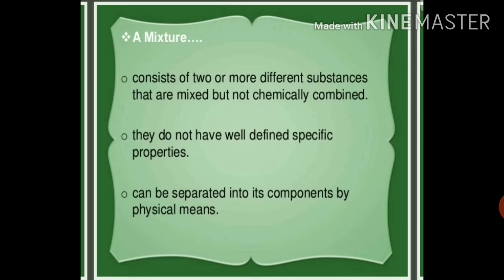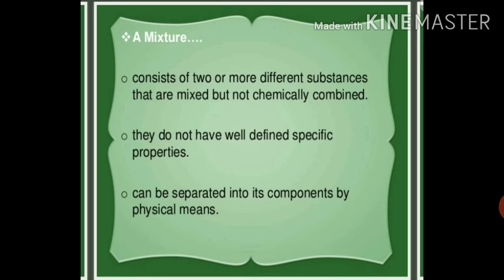They do not have well defined specific properties. तो इनकी कोई वेल डिफाइंड स्पेसिफिक प्रॉपर्टी भी नहीं होती है. जैसे कि प्योर सब्सटेंसेस की क्या होती है, वेल डिफाइंड स्पेसिफिक प्रॉपर्टी होती है. But in mixtures they do not have well defined specific properties. Can be separated into its components by physical means. तो हम मिक्सचर को सेपरेट कर सकते हैं, इनके कंपोनेंट से हम मिक्सचर को सेपरेट कर सकते हैं फिजिकली. So through physical means we can separate it into its components.